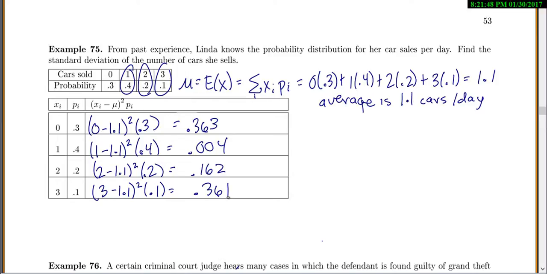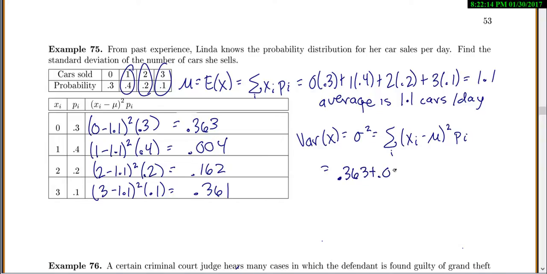Okay, now that we've done all the preliminary work, we can actually find the variance. So the variance of x, or sigma squared if you prefer, is equal to the summation. We said we're going to take each xi value minus the mean, square it, times it by the probability. So we found each of these: x minus the mean, squared, times the probability. Now we just add them all up. So 0.363 plus 0.004 plus 0.162 plus 0.361 equals 0.89.